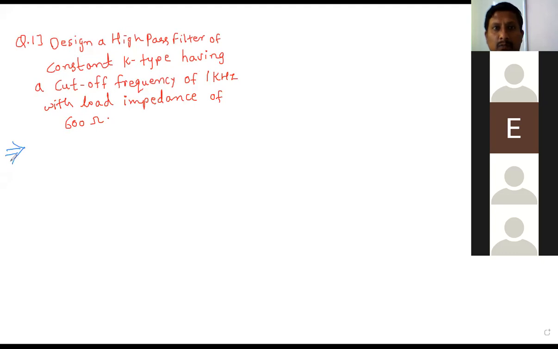Design a high pass filter of constant K type having a cutoff frequency of 1 kilohertz with load impedance of 600 ohm. So what are the given things?